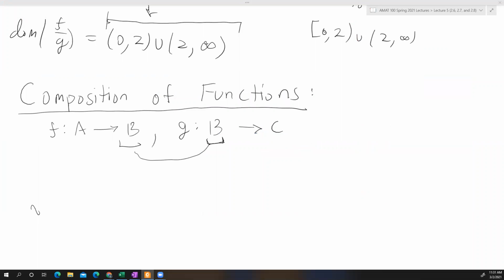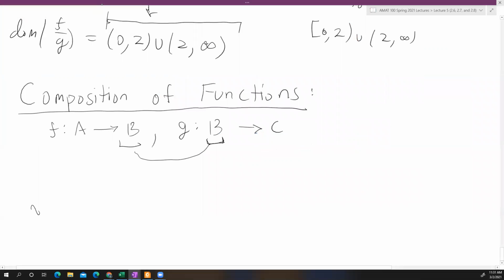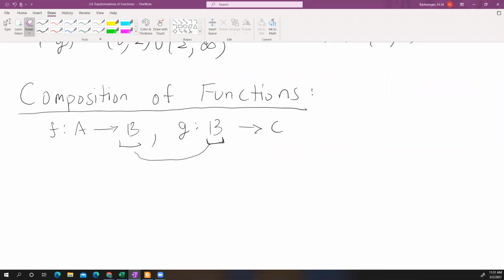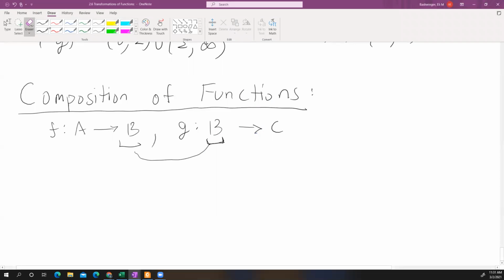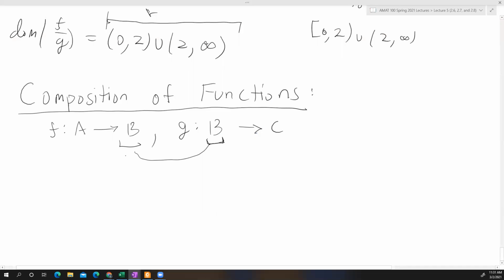So the setup is you have two functions, f and g. You have that f goes from the set A to the set B, and then g goes from the set B to the set C. And you have to have these sets match up for the composition of functions to make sense. So this is the codomain of f, and this is the domain of g. They have to be the same.